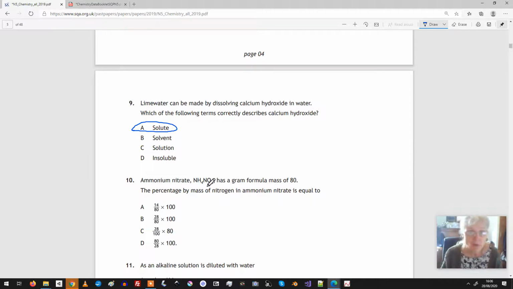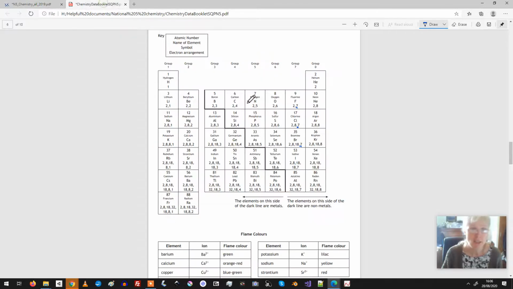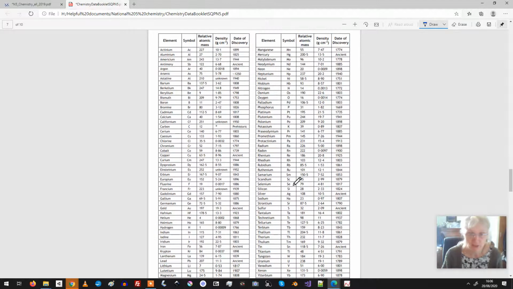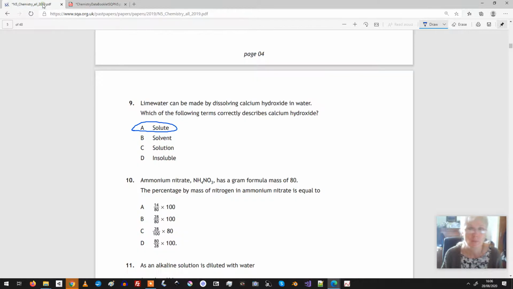Right, so there are 2 nitrogens in the ammonium nitrate, and nitrogen has a relative atomic mass of 14, which I can find in here if I can find nitrogen. Nitrogen 14, there it is. So there's going to be 2 14s, which is the 28. It's going to be divided by 80 times 100.